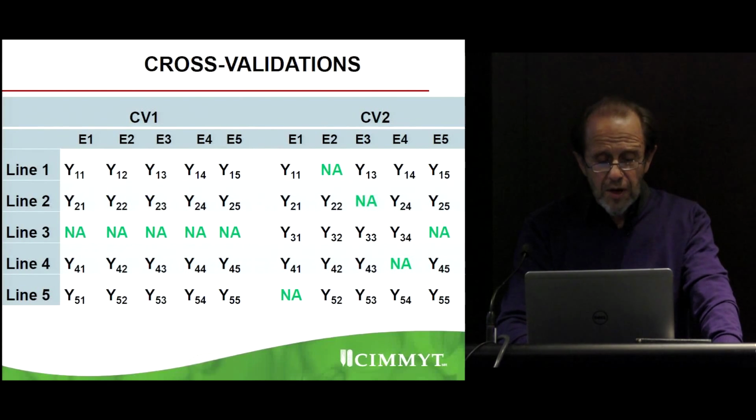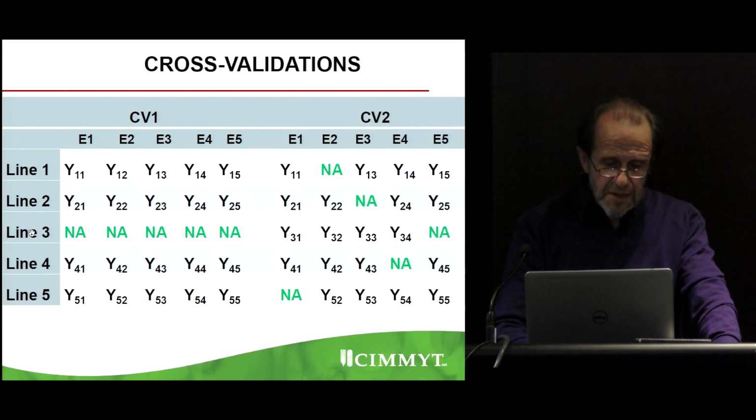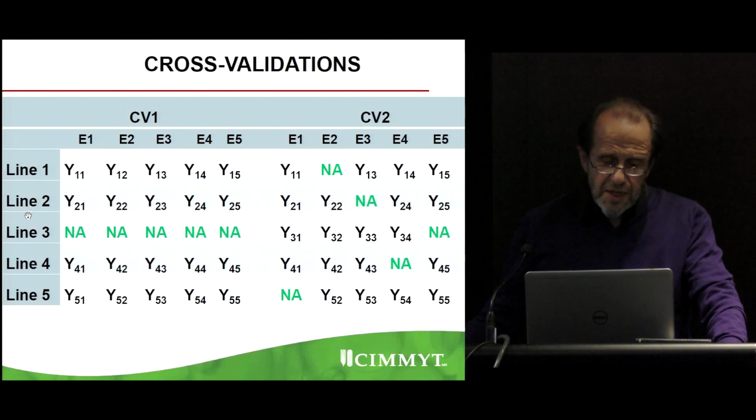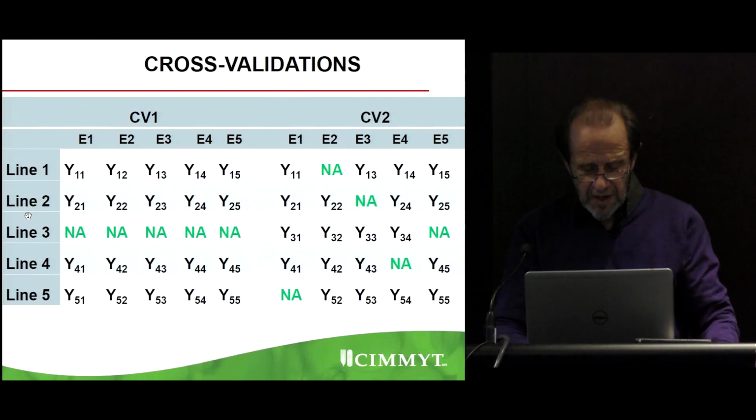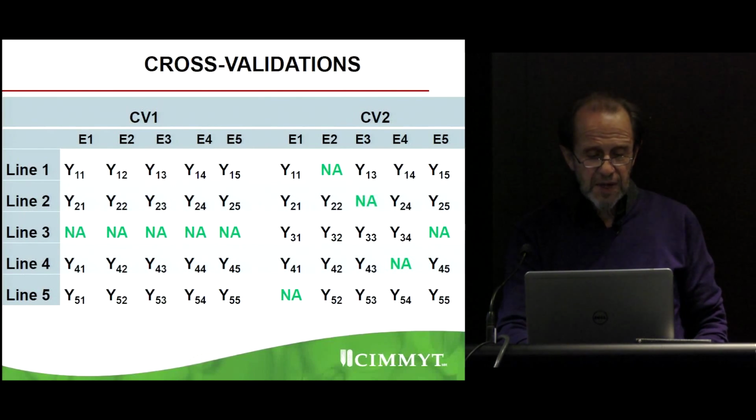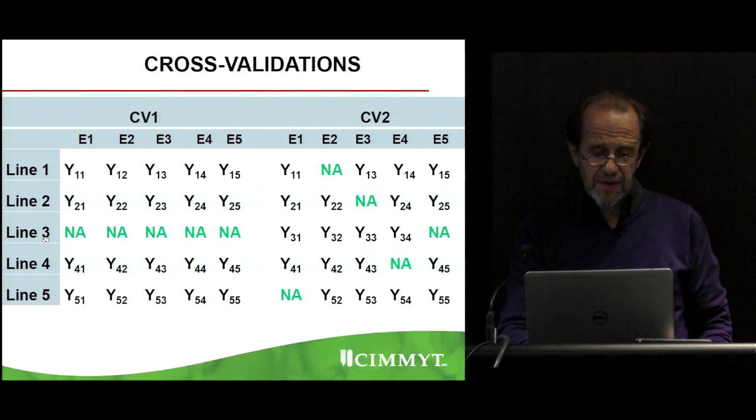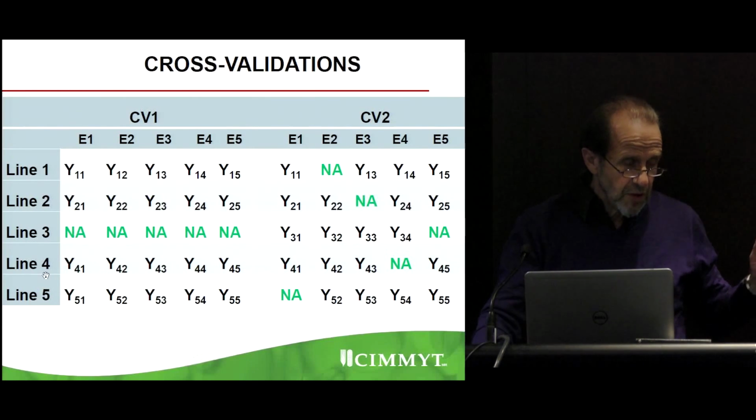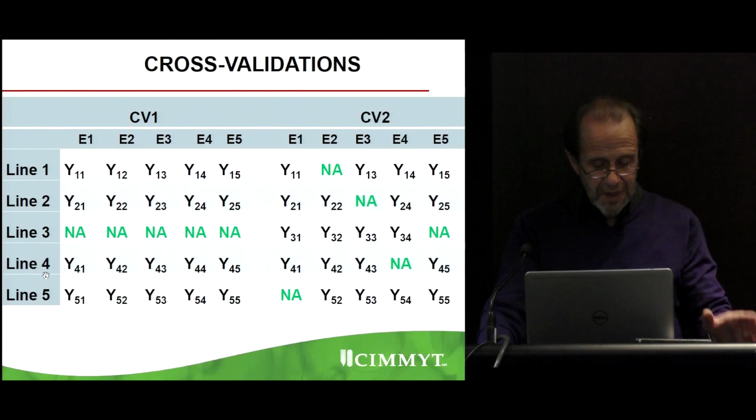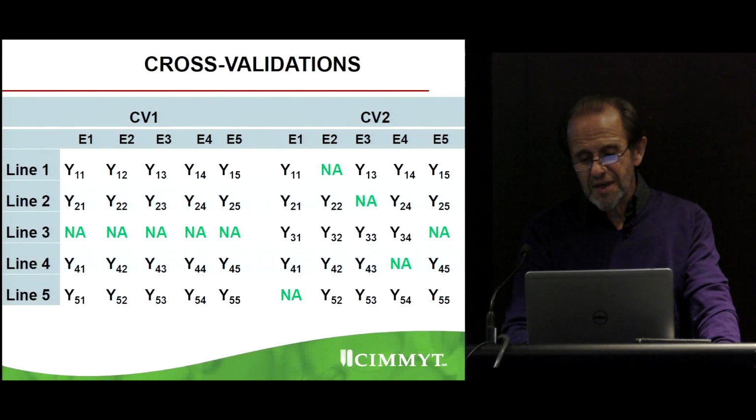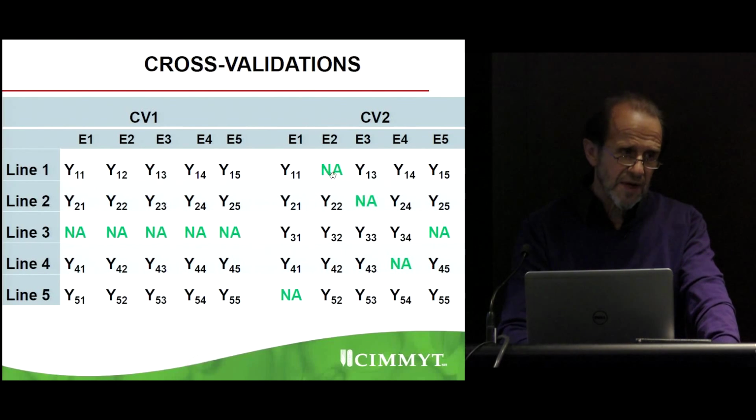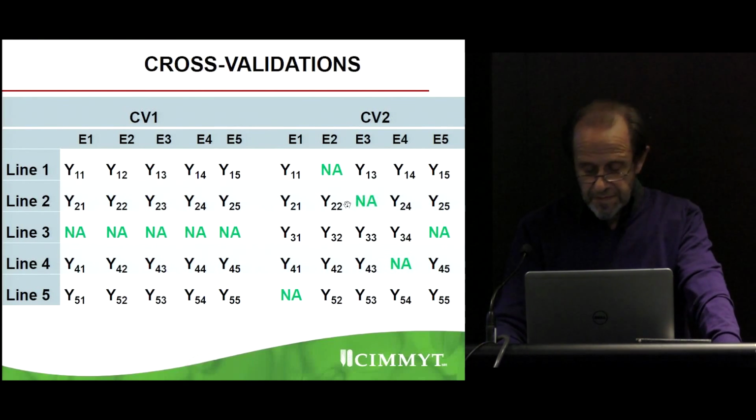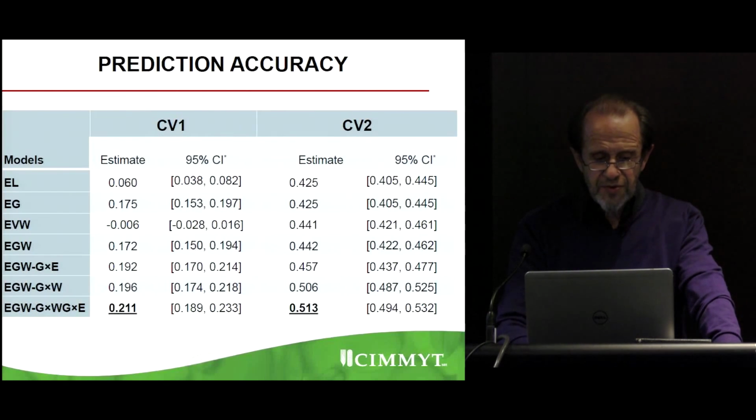CV1, you take a certain number of lines, you take them away from all the environments you have. For example, lines 3, 1 and 5, out. We predict them. CV2 is an easier one. We take some lines from some environments, others from another environment. These are the predictions. These are the models.